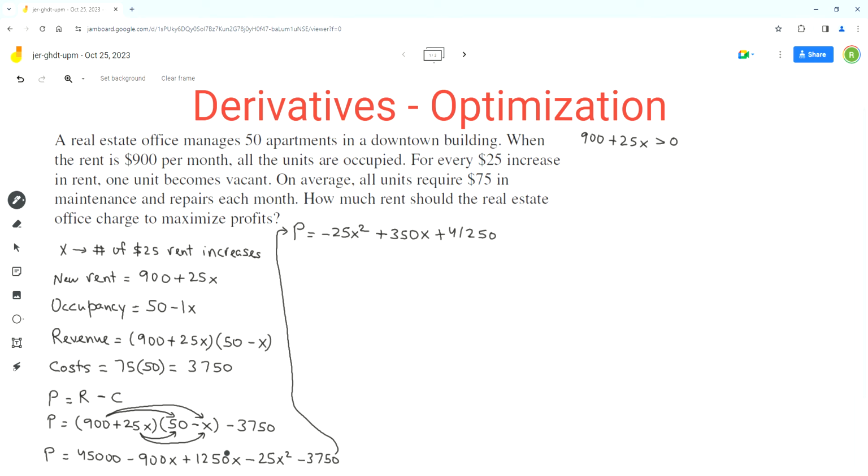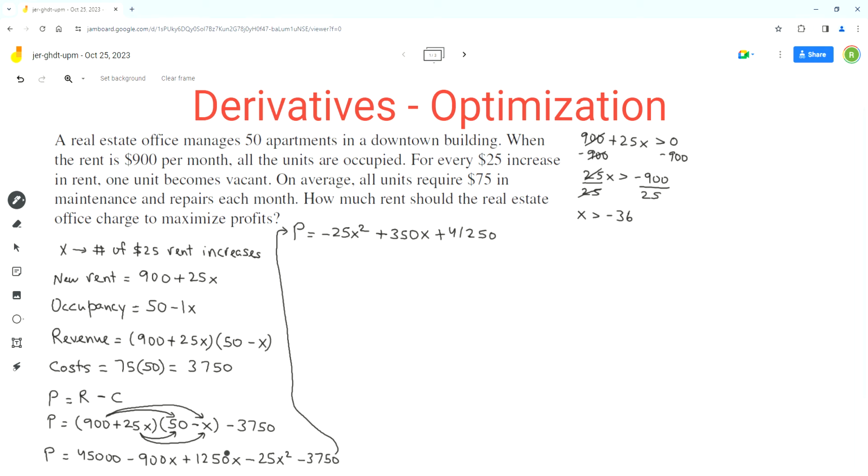Now we have to solve this inequality. So we subtract 900 from both sides. So we get 25x is greater than negative 900, and then we divide both sides by 25. So the 25 on the left side will cancel each other out, and we get x is greater than, so 900 divided by 25 is equal to 36. So we get x is greater than negative 36.